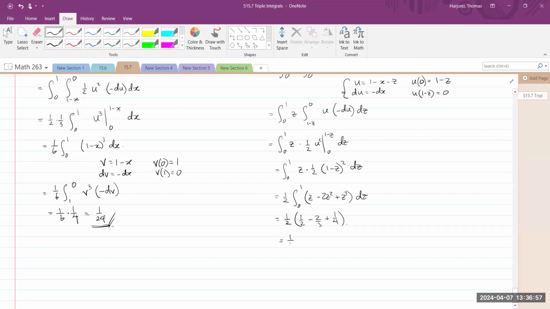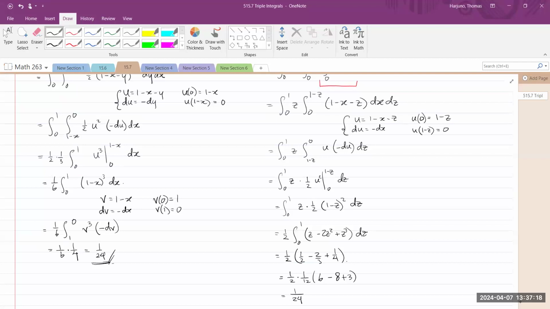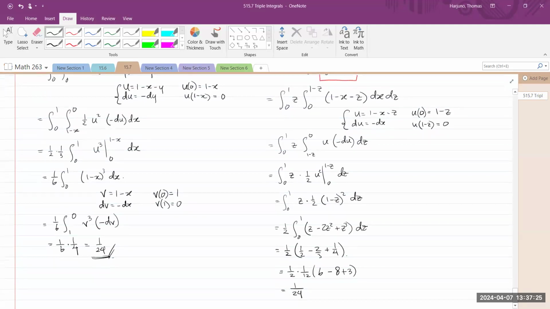Okay, if I factor the 1/12 out, I will get 6 minus 4 times 2, that's 8, plus 3. Okay, you see, we can verify that's 1/24. So notice that I spent less time to do the inner integrals, but slightly more time in doing the last integrations. But if you set them up correctly, then the double integrals should be equal to each other.